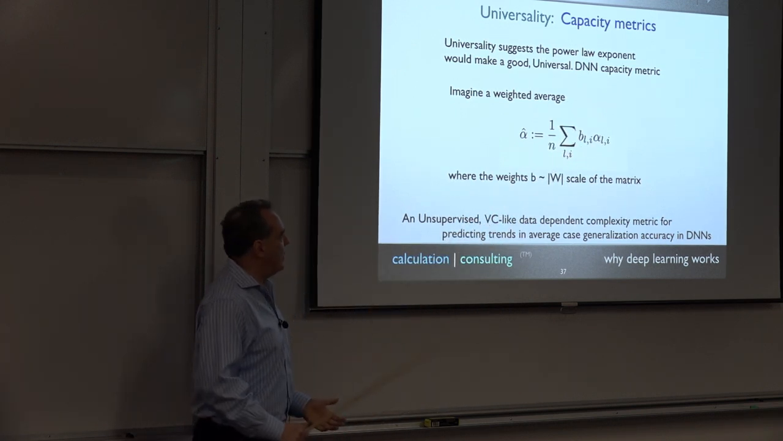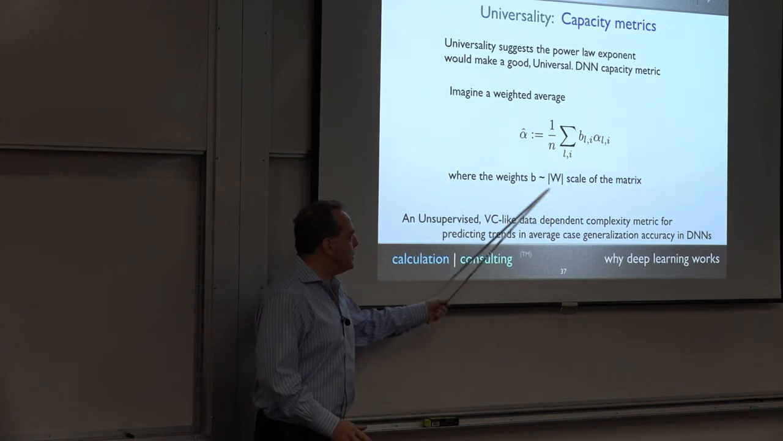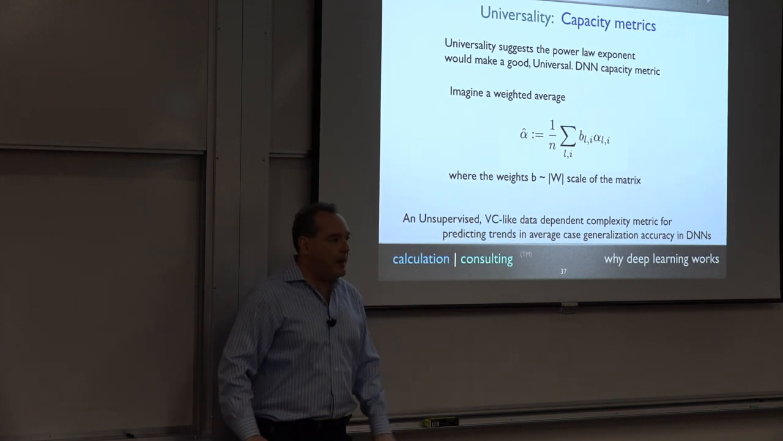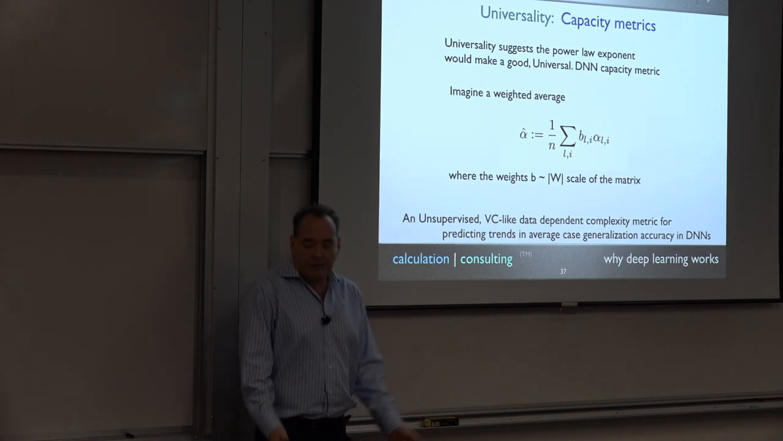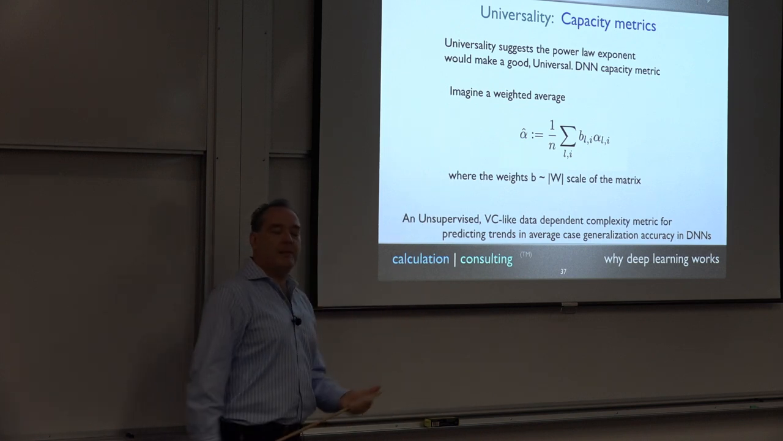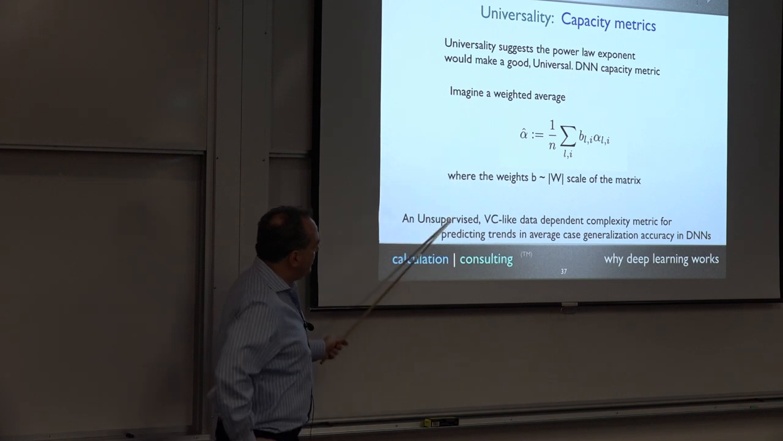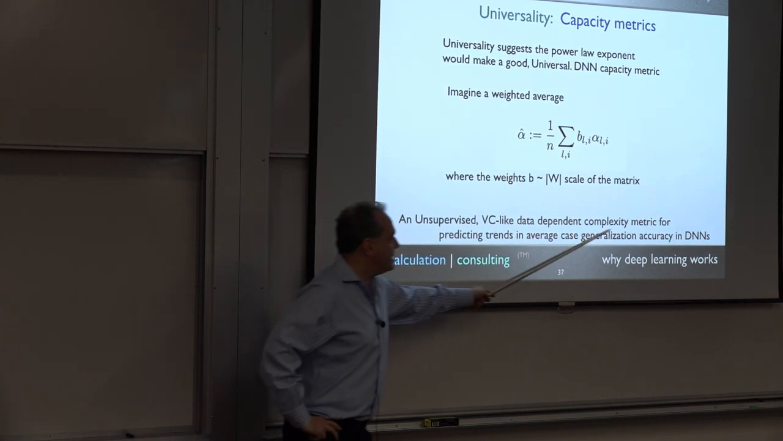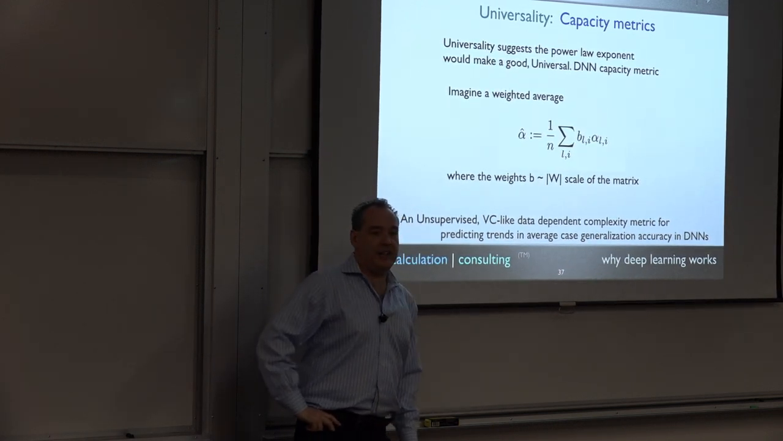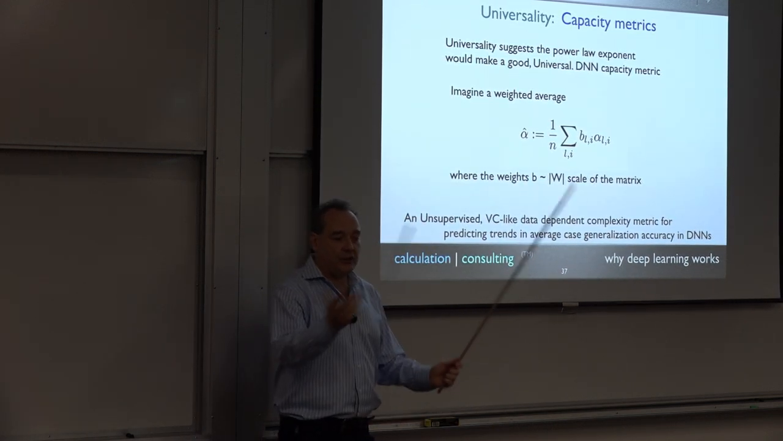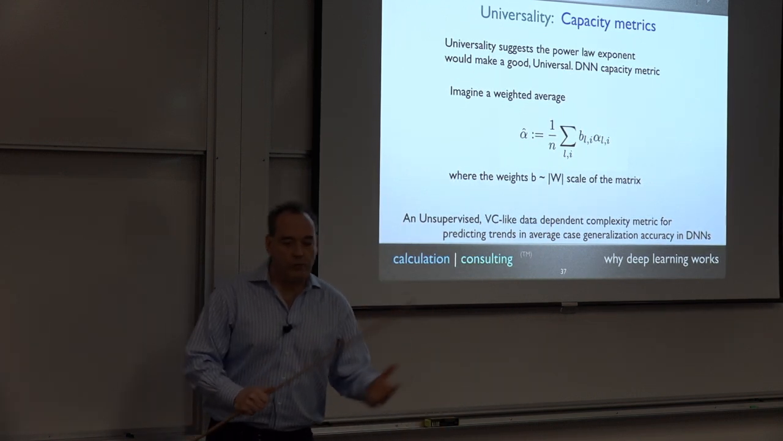Well, what should the weight factor be? The weight factor should be of order the scale of the matrix, or it should be somehow related to the scale of the matrix. In other words, small matrices should not contribute as much as large matrices because you don't know them as well. I'm a physicist. I'm just going to invent a capacity metric, and I'm going to see what happens. So what we've done here is create an unsupervised VC-like data-dependent complexity metric that can predict trends in the average case generalization accuracy. I'm trying to do average case. I want to take a series of neural networks, and can I predict which one will generalize better?